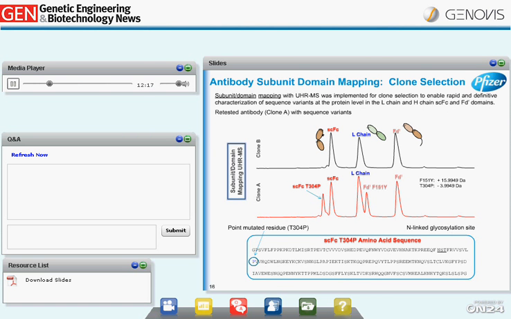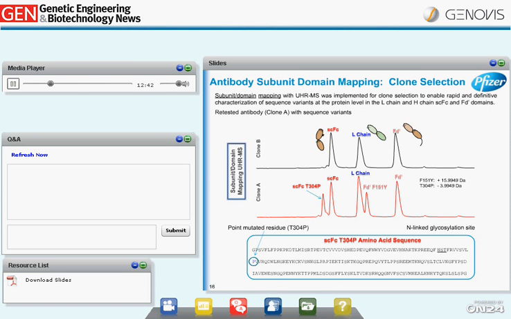Here we show a clone A versus a clone B. In clone B, we have a great separation of both the light chain subunit and the two domains of the heavy chain, the single chain FC and the FD. For the particular clone called clone A, what we see is an array of additional peaks. They are associated with the single chain FC as well as the FD.